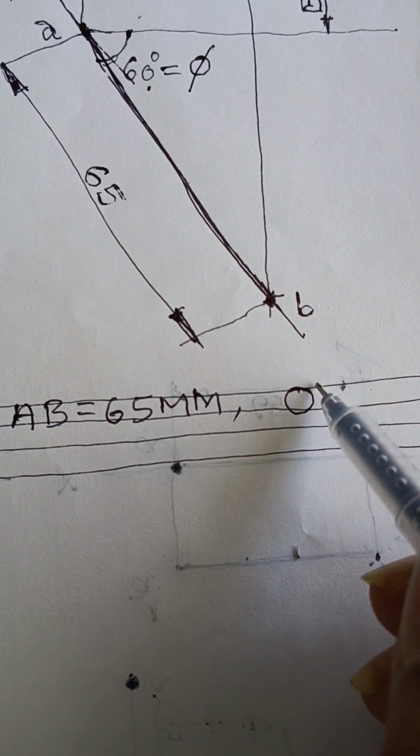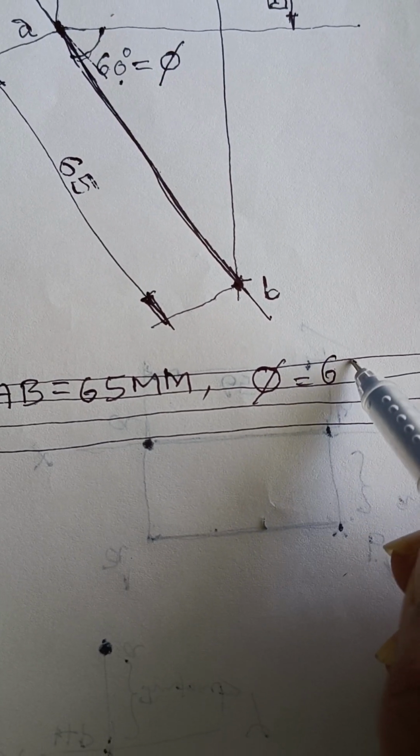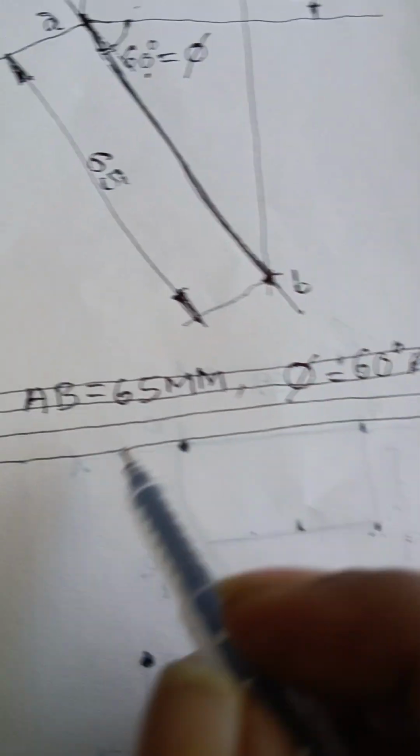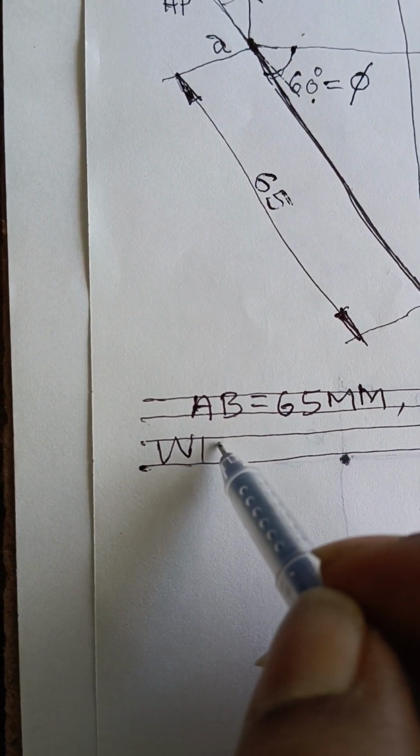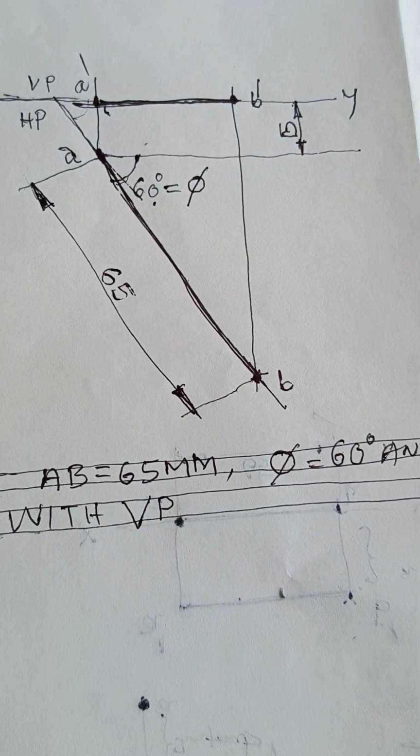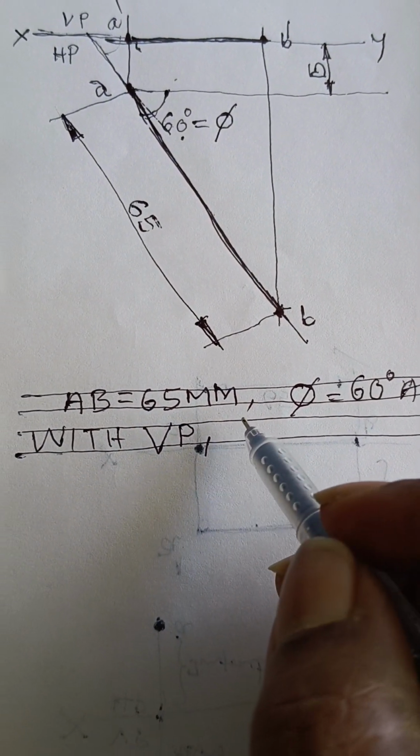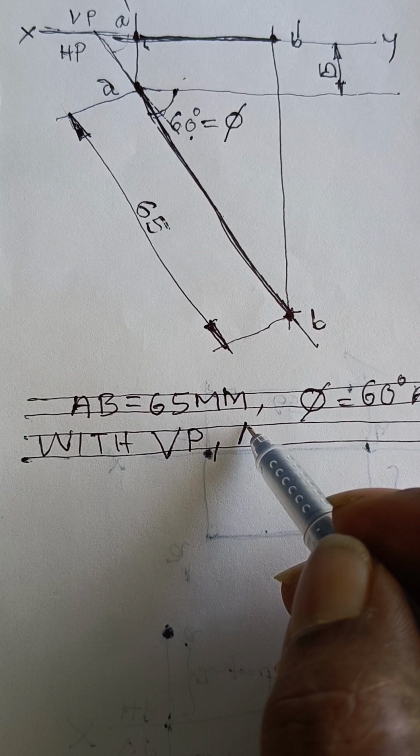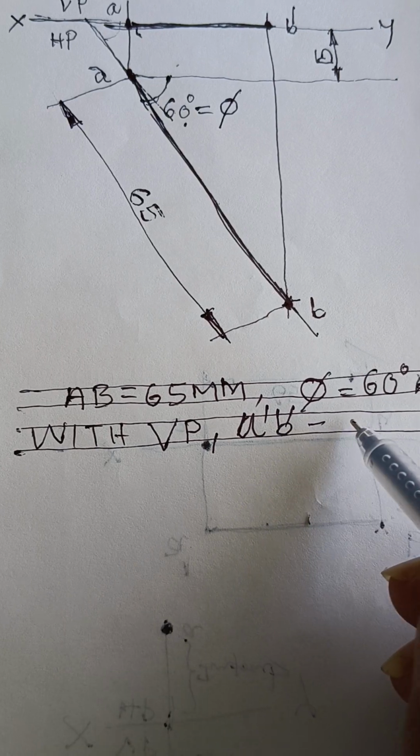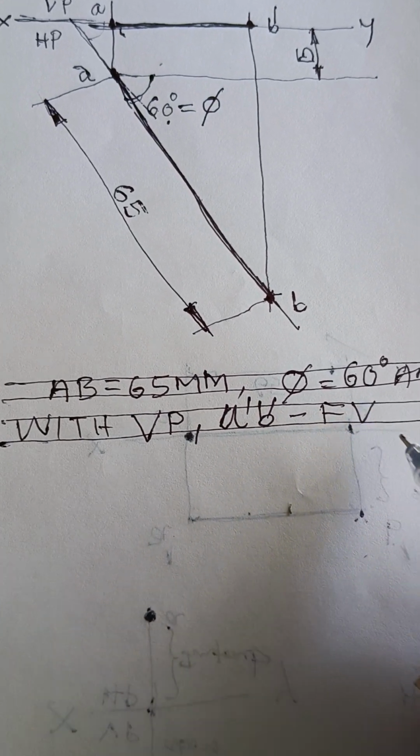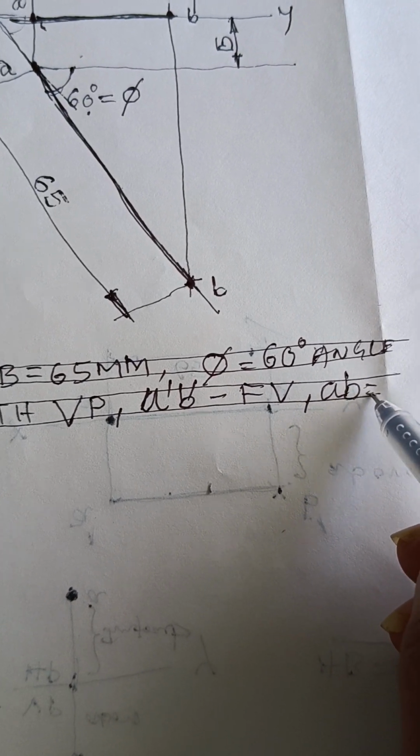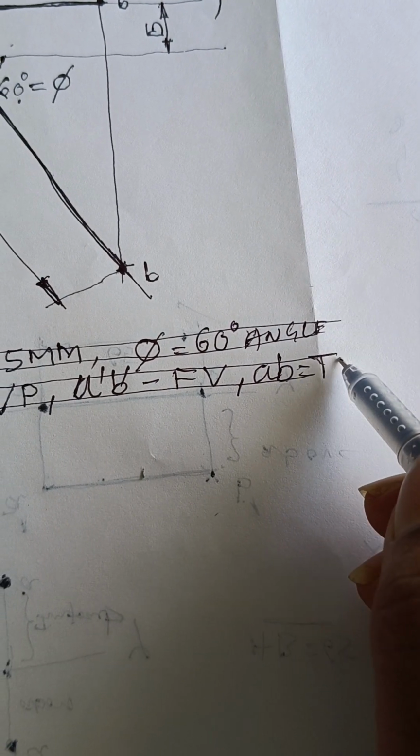Theta equal to 60 degrees, angled with VP. And also we need to show a dash b dash is the front view, and ab is the top view.